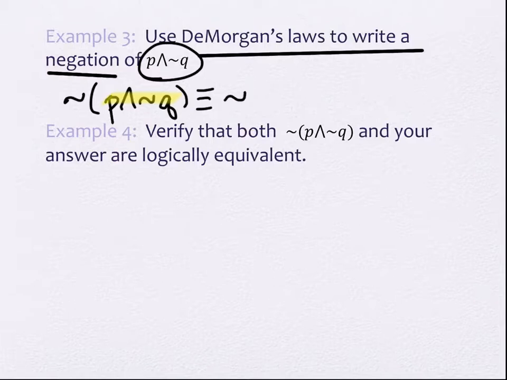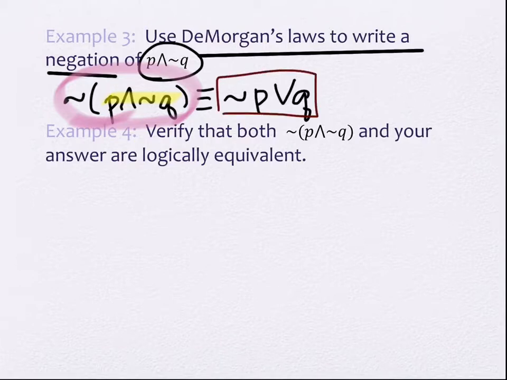Okay, I'm going to get a tilde P, and then I'm going to get an or, and then I'm going to get a Q. So the result, if you will, is that this is the question, what is the negation of the original statement, and over here on the right, this is our answer. So our answer to the question is tilde P or Q.